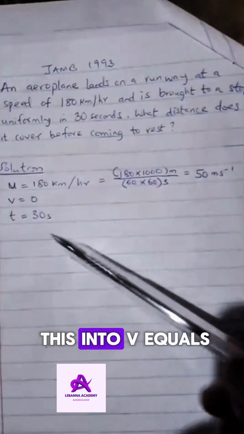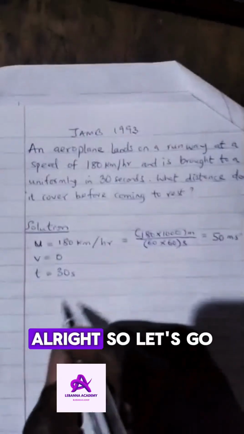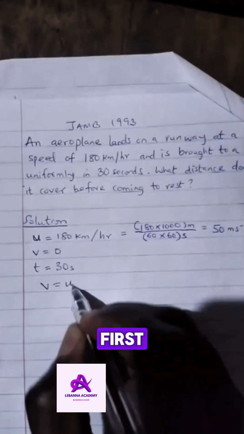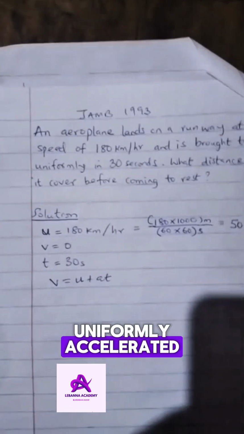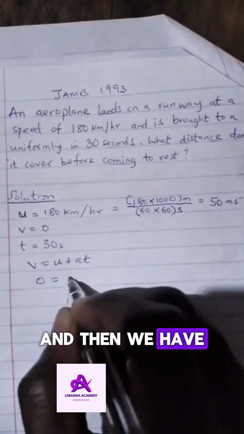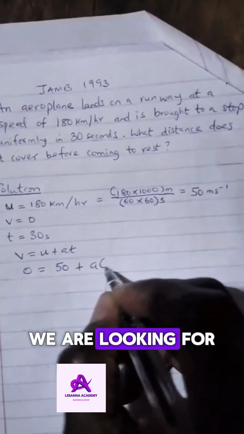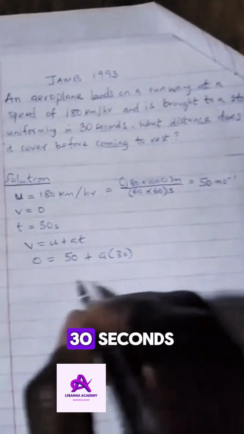Now we can plug this into v equals u plus at and get a. First step, get our solution. All right, so let's do that. The first equation for uniformly accelerated motion. This is it, and so we have v as u, and then we have initial velocity as 50 plus acceleration, we're looking for time. Time is 30 seconds.